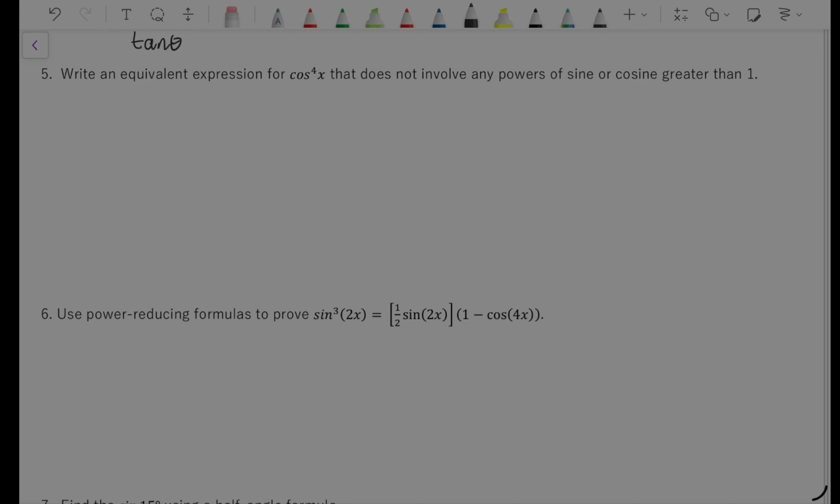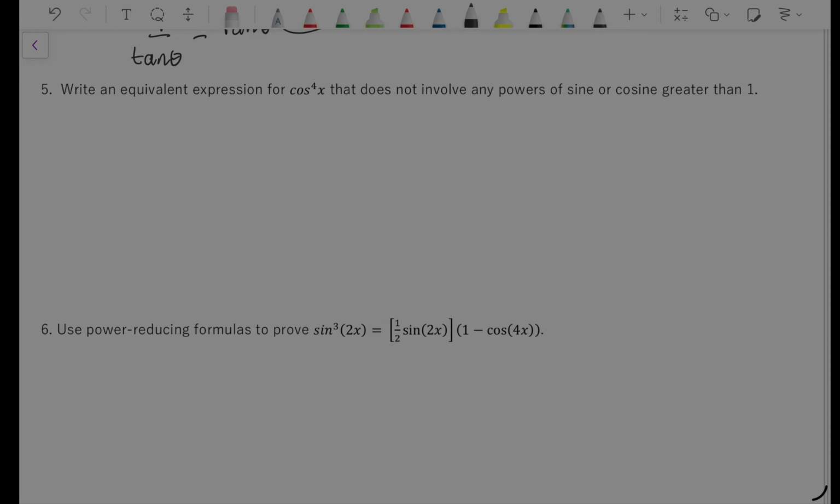Write an equivalent expression for cosine of x to the power of 4 that does not involve any powers of sine or cosine greater than 1. Okay, there's a couple of different ways to do this problem. Trying to figure out which way would be the easiest way. So the first way that I think of is cosine of x squared, and since we have 2 of them, that would make it to the power of 4.